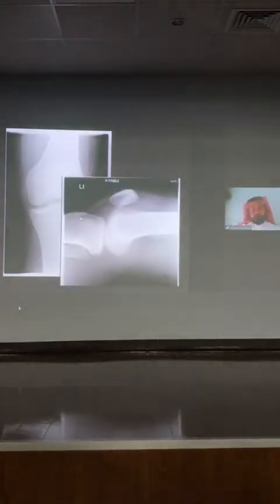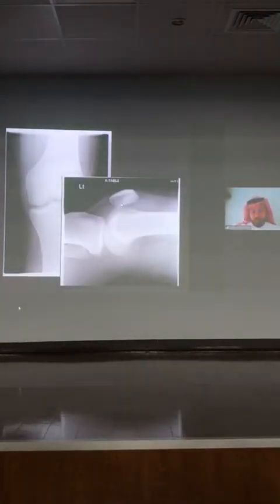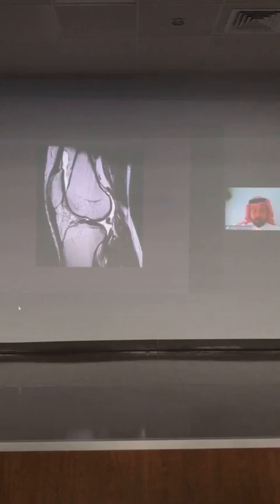So a Segond fracture is happening in this case, and on the cross-table lateral view you're going to see that there is a fluid level, so there is a fracture over here. This patient definitely needs an MRI to see what is going on. And when you do the MRI, there is uncovering of the posterior horn of the lateral meniscus, the tibia here is hence translated in relation to the femur. And in addition to that, there's this very tiny bump here, or sorry, indentation over here.